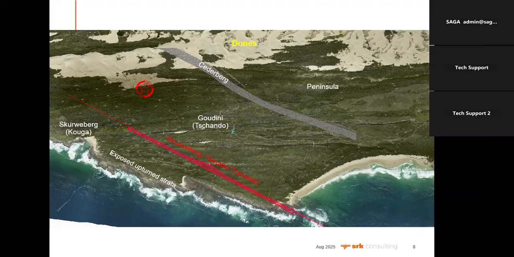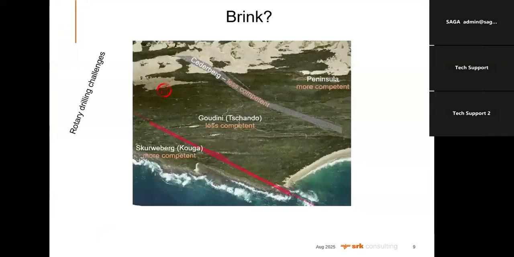So the strata are dipping into the sea, and there's essentially the Skirverberg. We picked up a transition zone, the Gaudini, the Cederberg, and the peninsula. Peninsula is same as Table Mountain. But I wanted to show you what transpired from an understanding geological perspective.